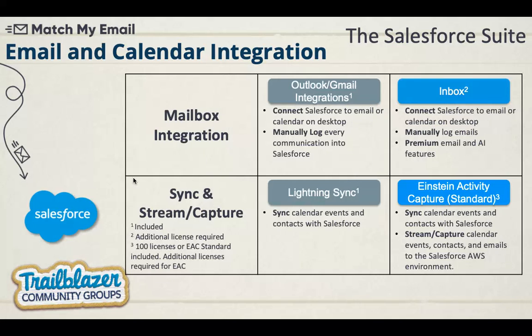And so there will be no footprint of these apps in your email client, whether it's Outlook or Gmail or MacMail or something different. And then with sync and stream slash capture, there's Lightning Sync, which only syncs calendar events and contacts. And then they have EAC. They have a standard version and then a licensed version as well. If you pay for Salesforce Inbox, you're also going to have access to the licensed Einstein Activity Capture version. The standard version comes with 100 free licenses, and the licensed version costs, I believe, the same as Inbox.